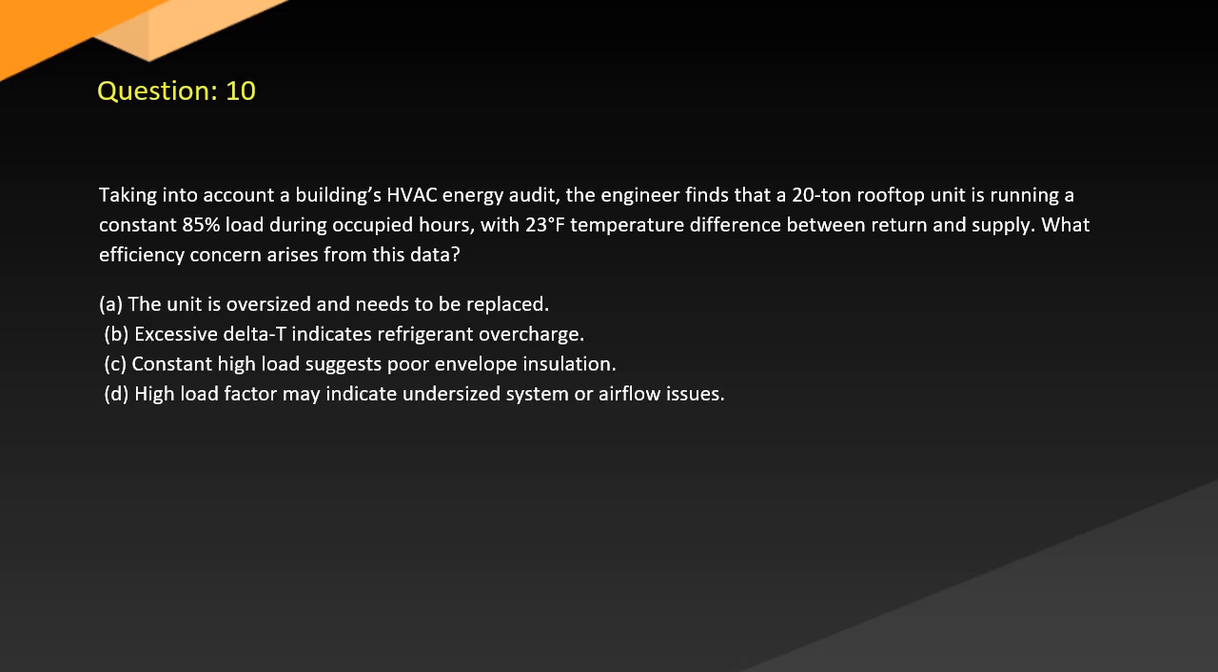A. The unit is oversized and needs to be replaced. B. Excessive delta T indicates refrigerant overcharge. C. Constant high load suggests poor envelope insulation. D. High load factor may indicate undersized system or airflow issues.